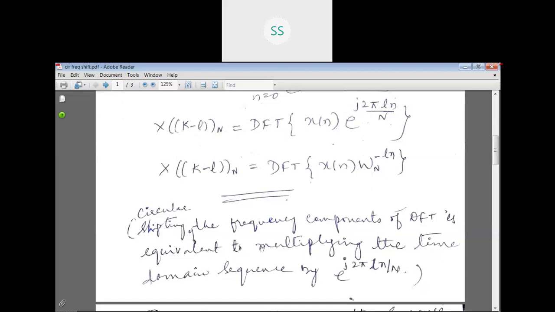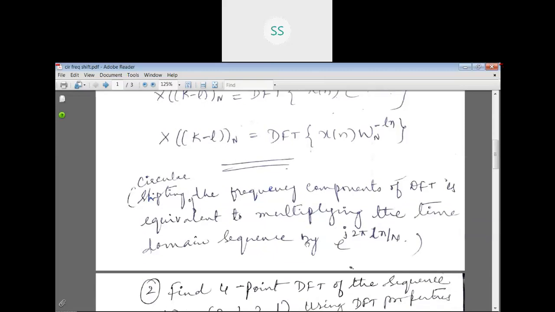It is equivalent to multiplying the time domain sequence x of n by e to the power of j 2 pi ln by N. That is, circular shifting of the frequency domain samples is equal to the DFT of x of n e to the power of j 2 pi ln by N. Or in other words, whenever the discrete time signal x of n is multiplied by e to the power of j 2 pi ln by N, taking the DFT of such a sequence is equivalent to shifting the DFT samples circularly by L number of places. This is the property.